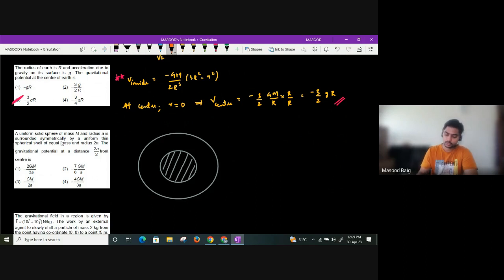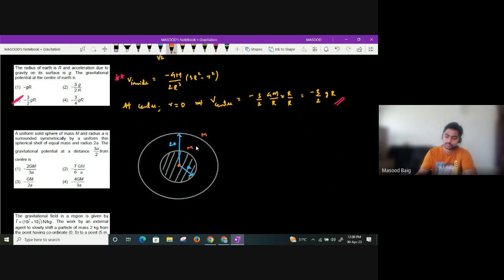A uniform solid sphere of mass M and radius a has been given. From here to here, what is the radius? a. It is surrounded symmetrically by a uniform thin spherical shell of equal mass. And what is the radius? 2a. Both the masses are the same. Here if it is m, this is also m.